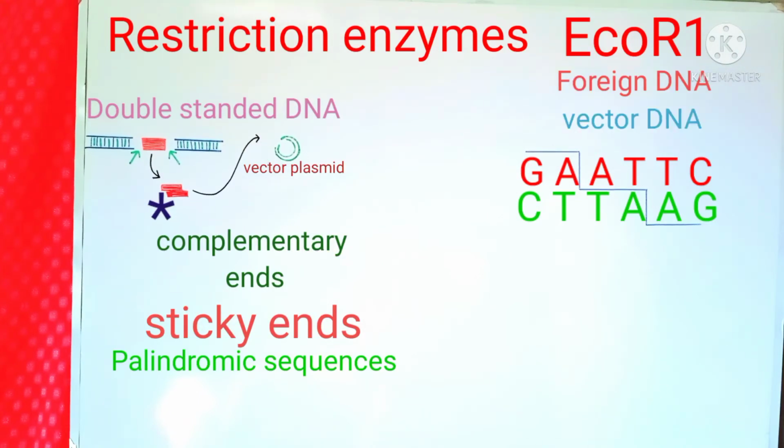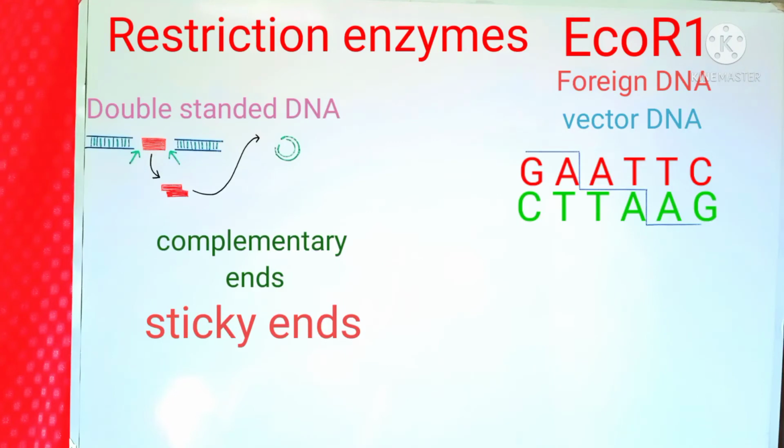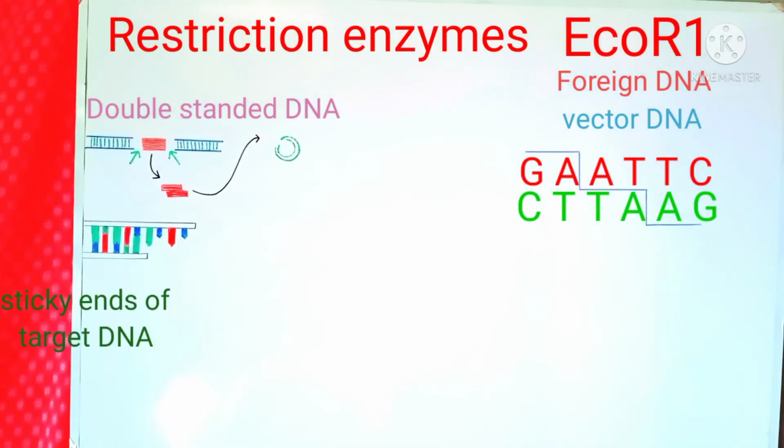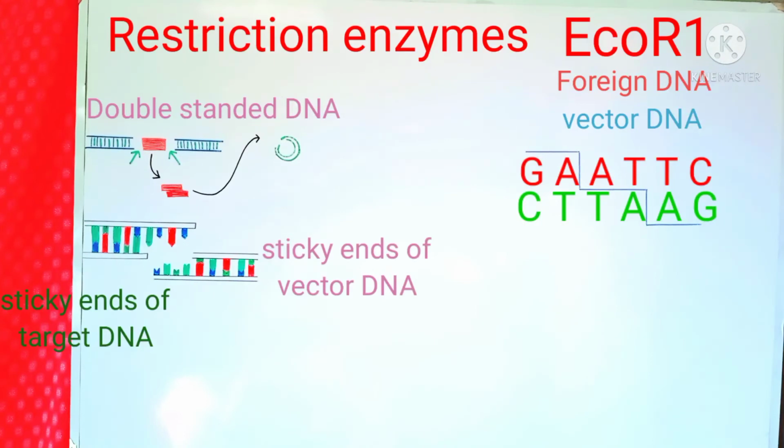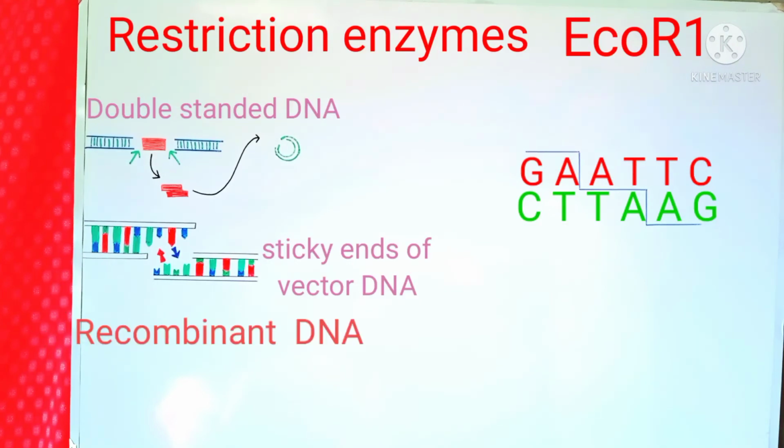We can also understand it with the help of another diagram. Suppose these are the sticky ends of the target gene, whereas these are the sticky ends of the vector DNA. So EcoR1 cuts the specific sequence of nucleotides in such a way that these sticky ends are produced. When they join with each other, then recombinant DNA is produced.